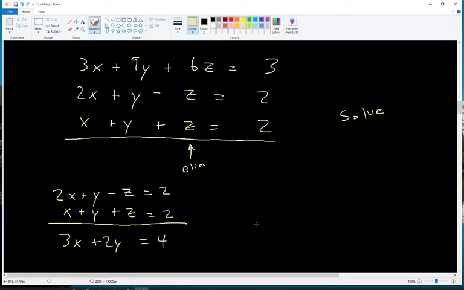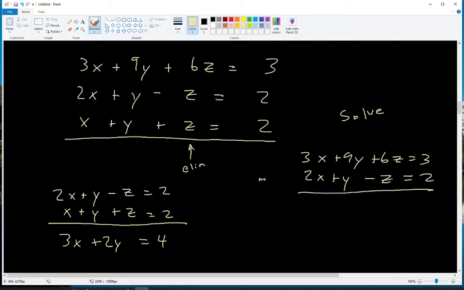Then what I have to do is reset and get a second pairing of the equations and eliminate the z's again. So I'm going to use the top and the second equation. And the second equation's 2x plus y minus z equals 2. And in this one, I need to multiply the bottom row by 6 to make a negative 6z. That'll cancel with the positive 6z. So the top is staying the same. The bottom gets multiplied by 6.